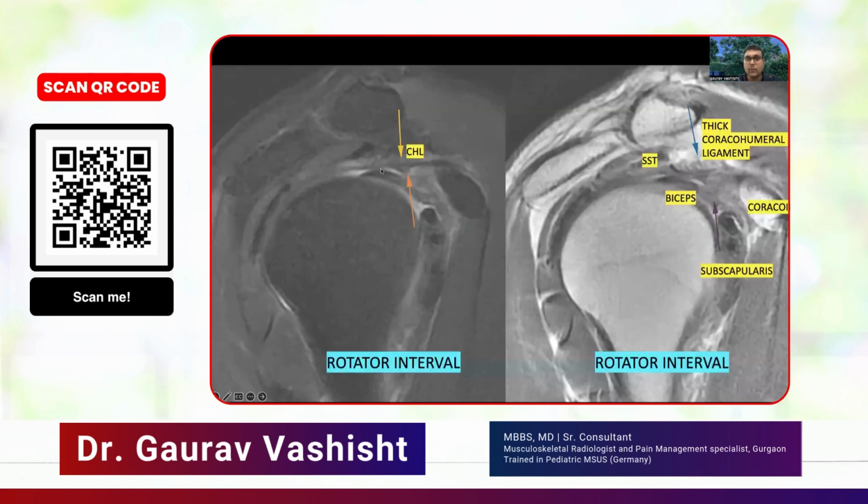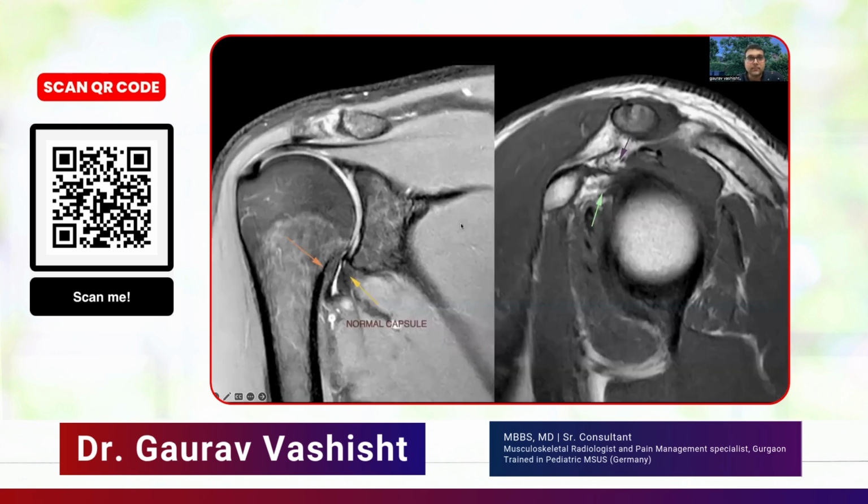As I move ahead, the important area to assess is the rotator interval, which comprises the coracohumeral ligament, the superior glenohumeral ligament, and the rotator cuff tendons adjoining, the supraspinatus and the subscapularis here. This is the coracoid process, which acts as a landmark, and hence we can actually appreciate the coracohumeral ligament. In cases of a frozen shoulder or adhesive capsulitis, the inflammation and scarring happen in the rotator interval along with the capsular thickening, and hence there is thickening of the CHL or the coracohumeral ligament.